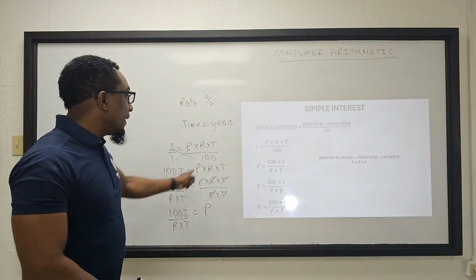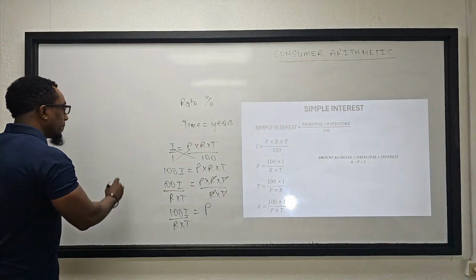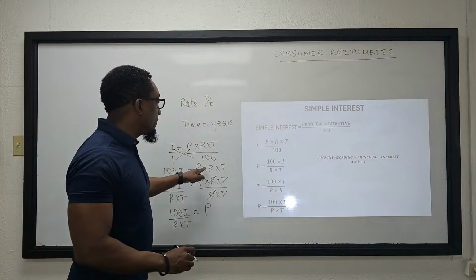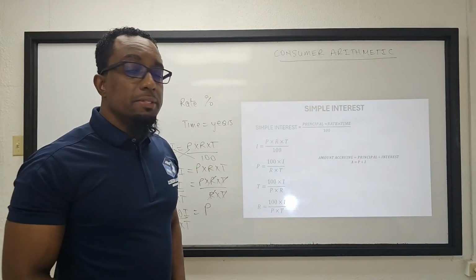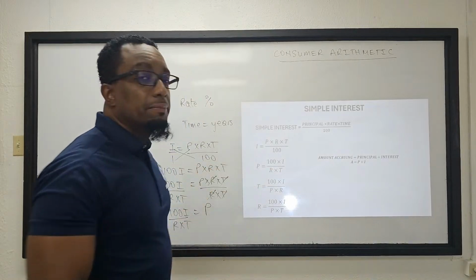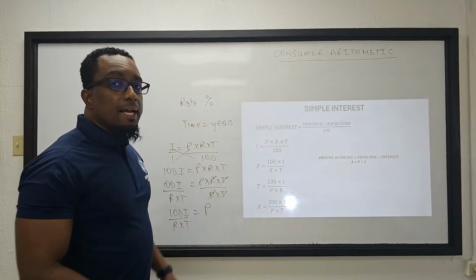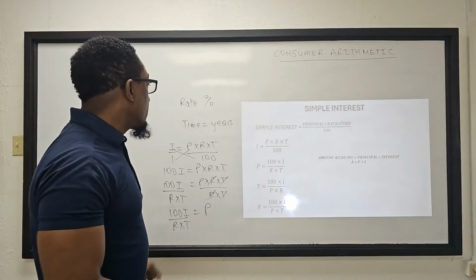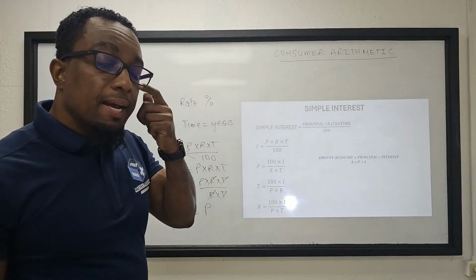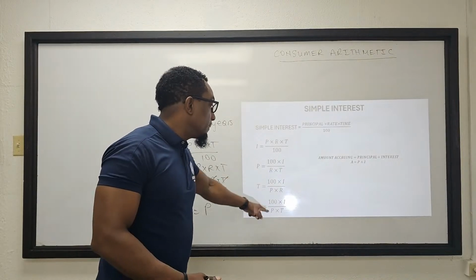Similarly, we can make time the subject. If I make time the subject, it means I have to divide both sides by the principal and rate, and this is what I obtain. Similarly, to get the rate as the subject, I need to remove the principal and the time. So I'm going to divide both sides by P times T to obtain what I have here as the rate.